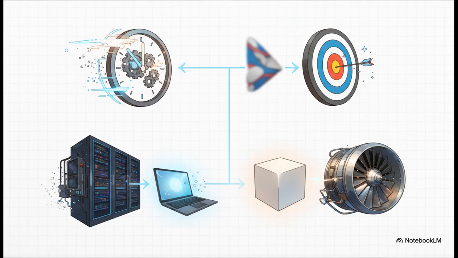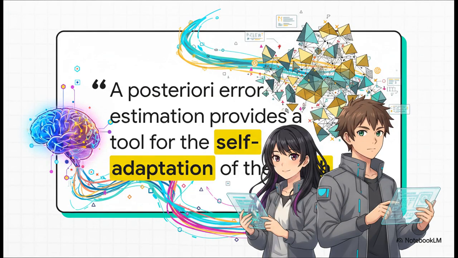But the most exciting part? It lets scientists and engineers tackle problems that are way more complex, more realistic than what was ever possible before. I love how the source paper puts it. They say a posteriori error estimation provides a tool for the self-adaptation of the mesh. And that's really the perfect way to describe it. We're giving the simulation a kind of intelligence, the ability to look at itself, find its own flaws, and then fix them. It's pretty incredible.